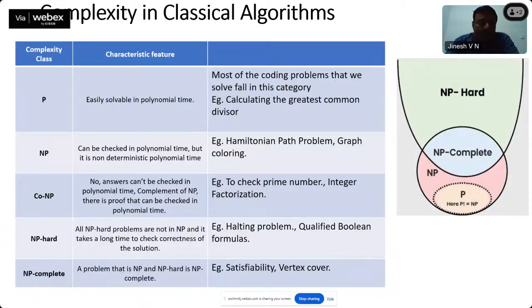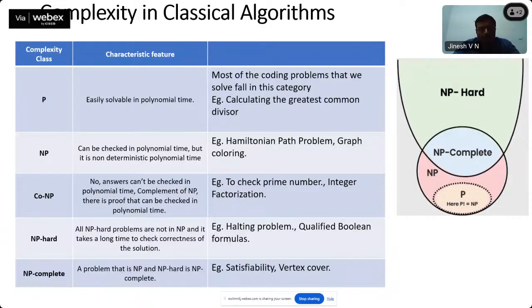For example, graph coloring, or suppose we are taking a map. For each country, the order of coloring may change, or the number of colors required may change. So we can color, but in which order and how many colors are required varies. So there is no specific general purpose algorithm. There is a solution, there is an algorithm, but from input to input it will vary. That is this NP type.